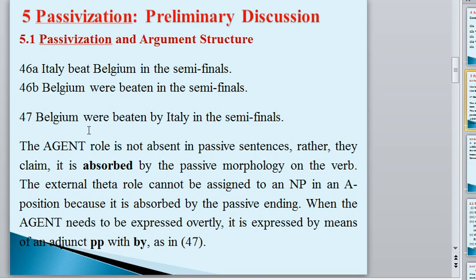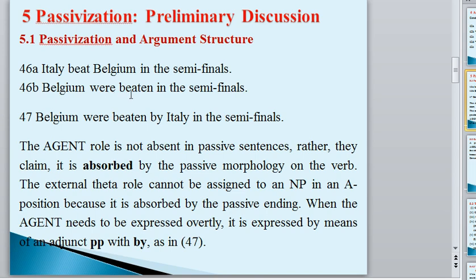Again, Belgium were beaten by Italy in the semi-final. We use the agent here, the subject Italy, but with a preposition, by Italy. These two are passive sentences. We talked about theta roles in the previous sessions. This Italy in the active sentence has the agent role. So the agent role is not absent in the passive sentence. Rather, they claim it is absorbed by the passive morphology and the verb.